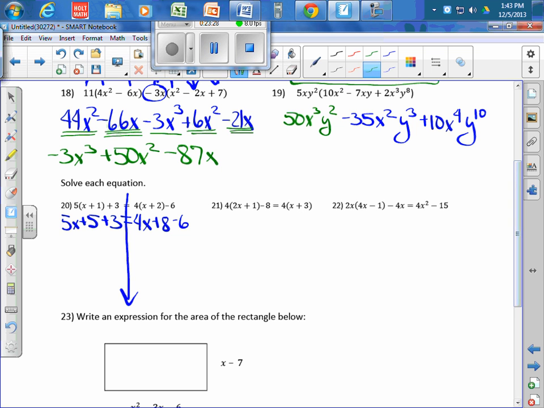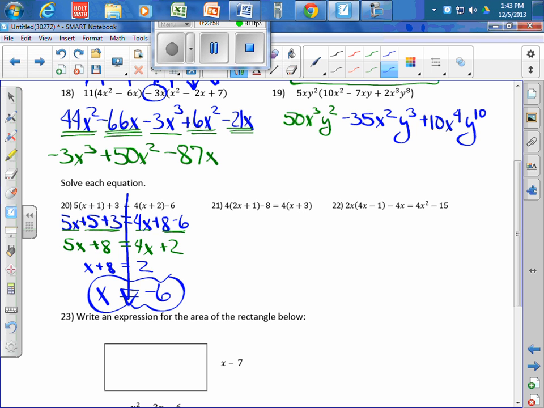Highly recommended that you write each side now in descending powers, meaning combine like terms. You have 5x, 5 and 3 are positive 8, equals 4x, 8 minus 6, positive 2. Now we're going to subtract the 4x from both sides and get x plus 8 is equal to 2. Subtract the 8 from both sides, you get x is equal to negative 6. Final answer.